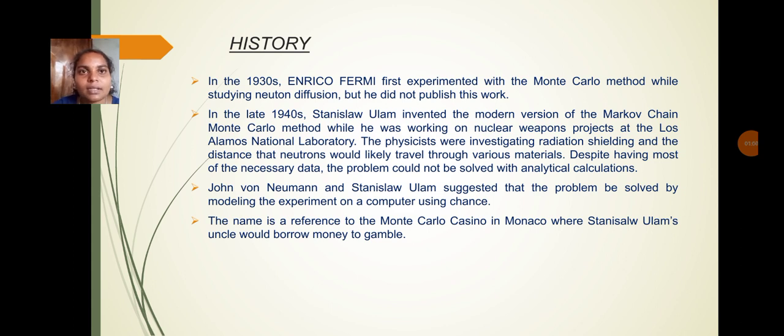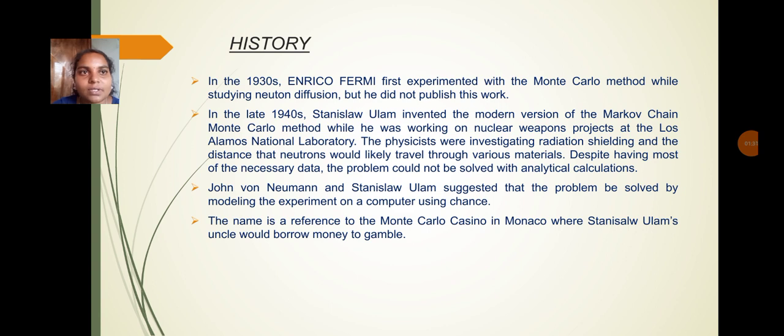History. In the 1930s, Enrico Fermi first experimented with the Monte Carlo method while studying neutron diffusion, but he did not publish this work. In the late 1940s, Stanislaw Ulam invented the modern version of the Markov chain Monte Carlo method while he was working on a nuclear weapons project at the Los Alamos National Laboratory.